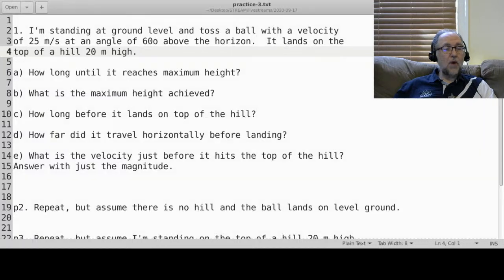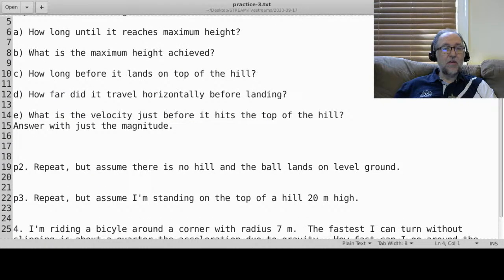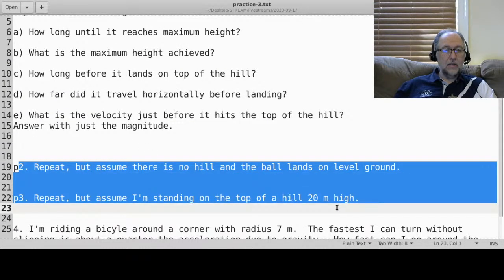Okay, I have problems 2 and 3 there. They're variations on the first problem. I'm not going to do them. I'm going to expect you to do them on your own just for practice. This is in addition to the assignment, which you'll be doing next week, which will also have 2D kinematic problems on it. But they're just variations on the first problem.